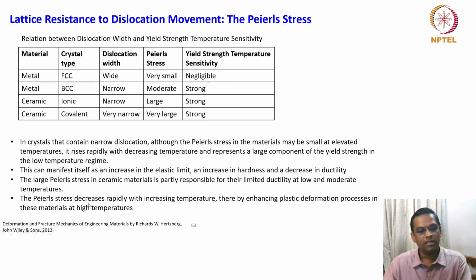The Peierls stress decreases rapidly with increasing temperature, thereby enhancing the plastic deformation processes in these materials at high temperatures. So this is about materials having ionic and covalent bonds. I think I have given you some prospects of dislocation and its various characteristics, and how it is going to influence material behavior.